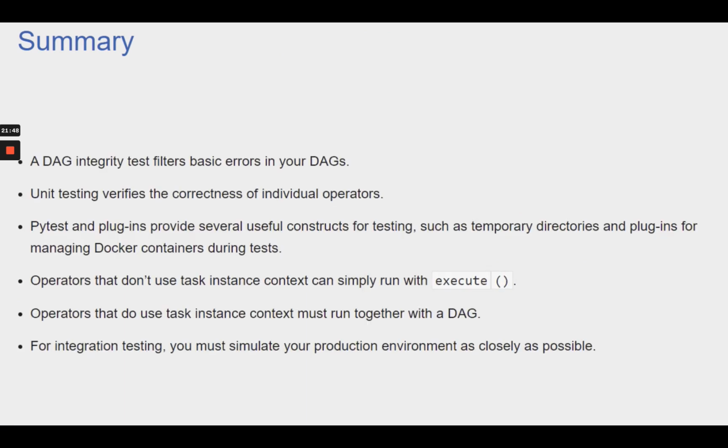Summary. A DAG integrity test filters basic errors in your DAGs. Unit testing verifies the correctness of individual operators. PyTest and plugins provide several useful constructs for testing, such as temporary directories and plugins for managing Docker containers during tests. Operators that don't use task instance context can simply run with execute. Operators that do use task instance context must run together with a DAG. For integration testing, you must simulate your production environment as closely as possible.